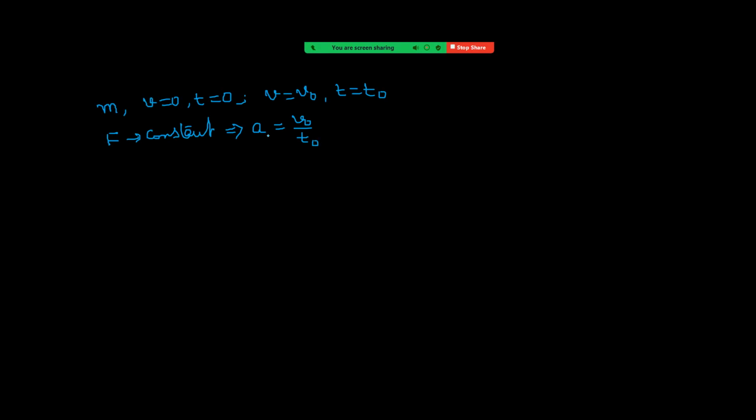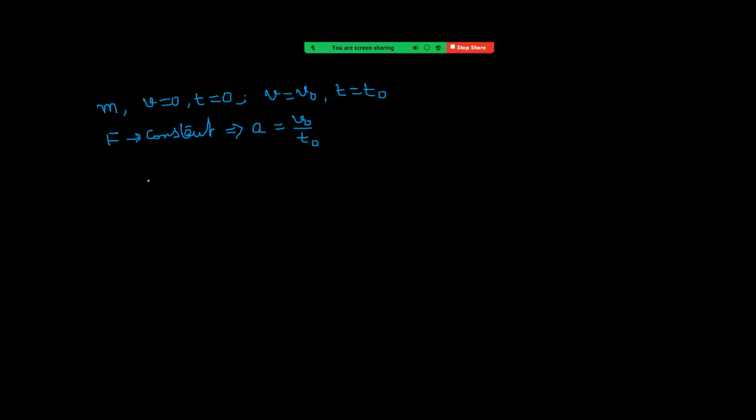Okay. So you have to keep in mind why we have taken like this. This is actually the average value. Since acceleration is a constant, it is equal to the average value. Means both are same. Okay. So both are value wise same.